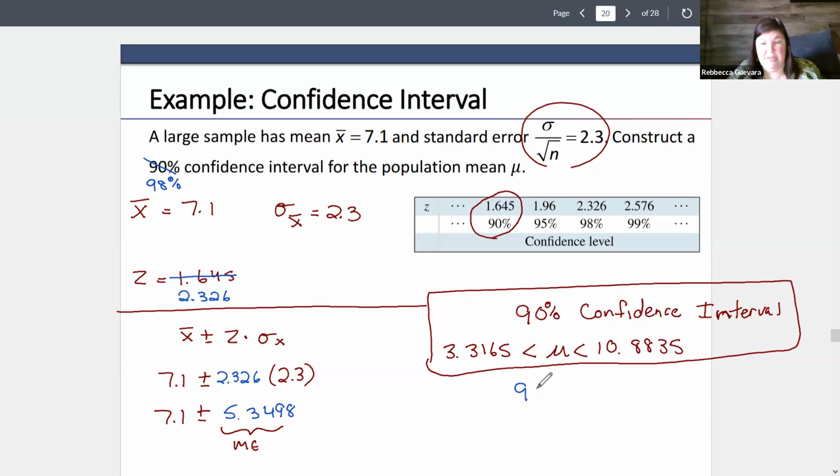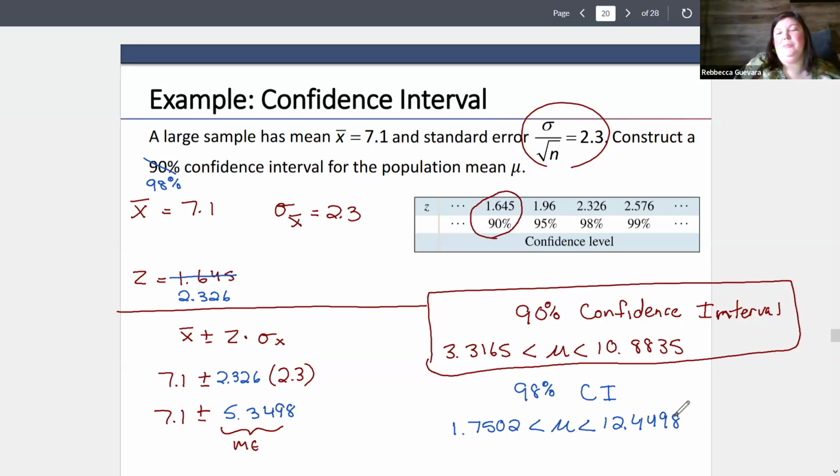So if I do that, 98% confidence interval, so I'm just going to use CI. If I take my 7.1 but subtract my margin of error, that is 1.7502. And then if I add my margin of error, that's going to put me at 12.4498.